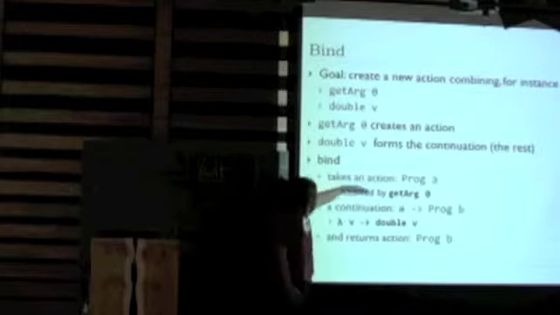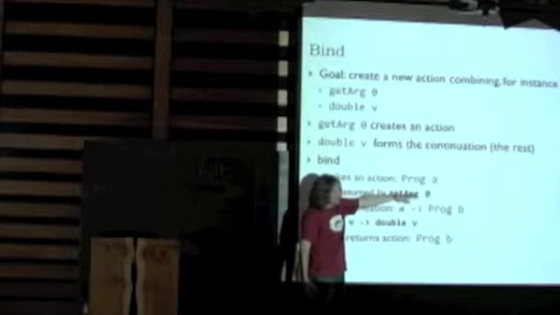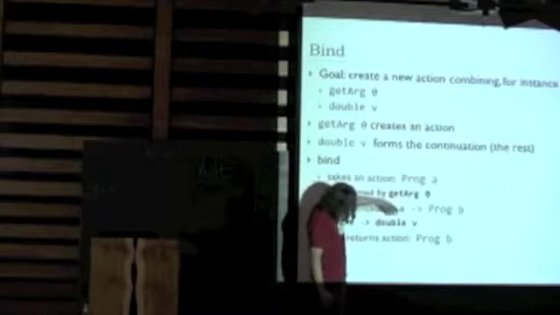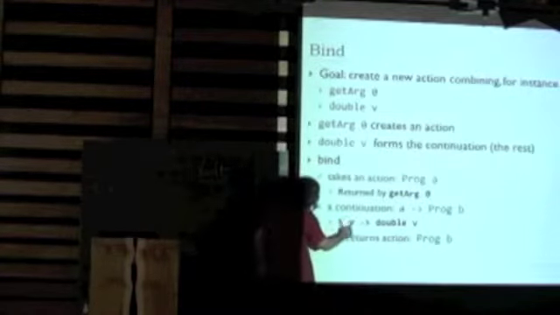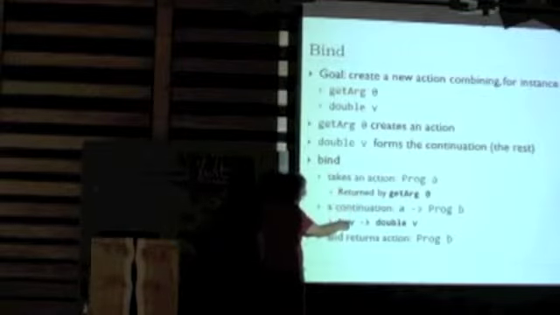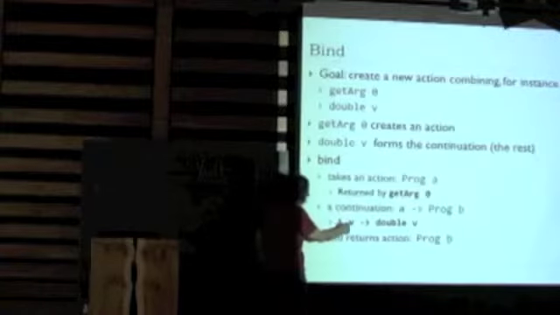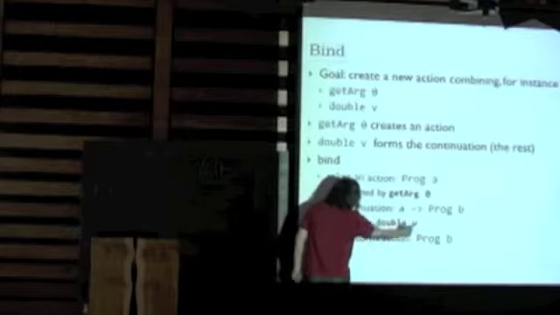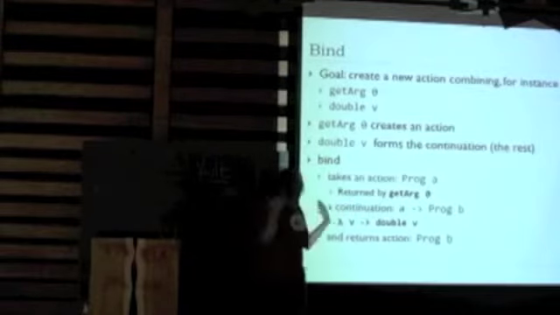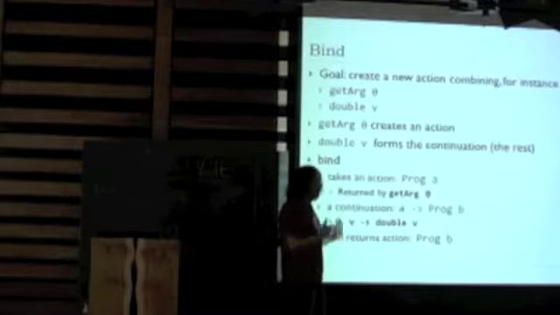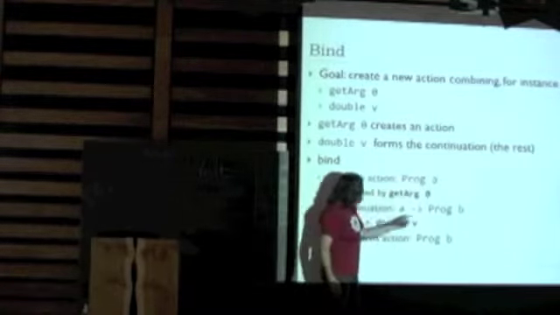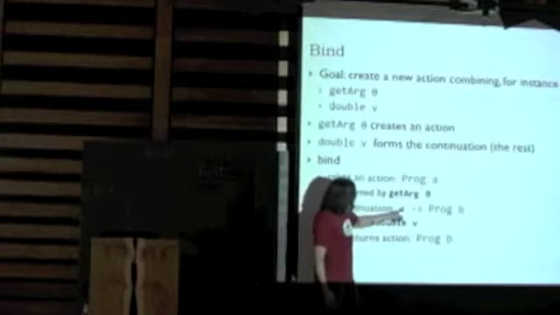So bind, in this case, will take the action, the action returned by getArg0 that we've seen in the previous slide. And the continuation, which is a function that takes some value, some v, so it's a lambda of v. This v will later be substituted by the result of the first action, right? Right now I don't have it, but I can write a function that takes it. So I write a function that takes the result of the first action and doubles it. And what the whole bind is supposed to return is a new action which will do both, a combined action. So it will return type prog B. The first action is prog A. The continuation is something that takes A and produces a prog B.